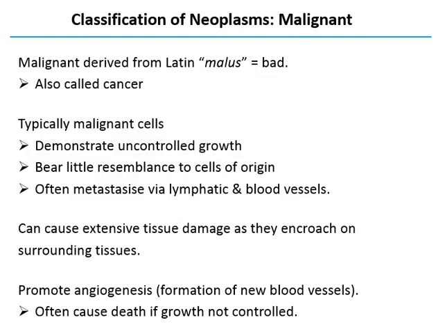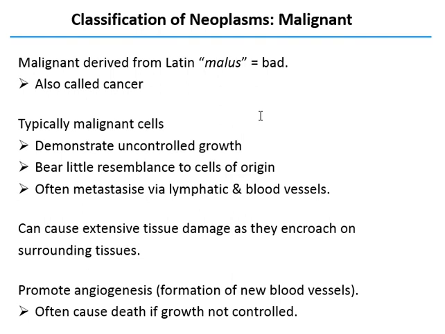Unfortunately, sometimes tumours develop the potential to invade surrounding tissues and spread throughout the body. When this happens, they are called malignant tumours, derived from the Latin for bad. These are the ones that are referred to as cancers. Here are some characteristics of malignant neoplasms.